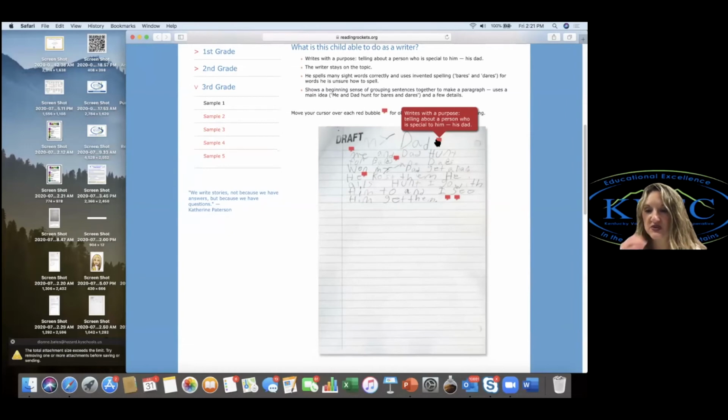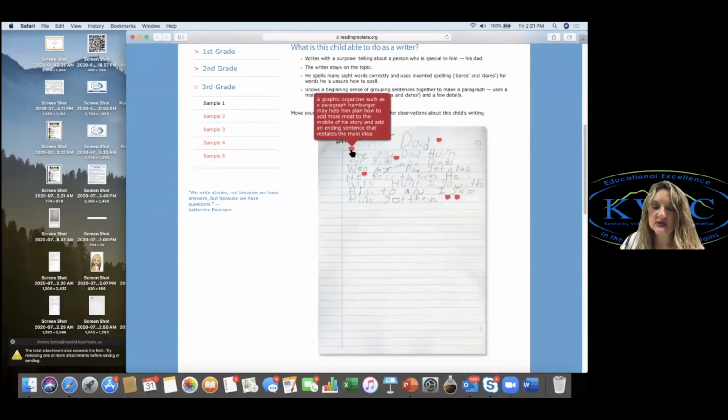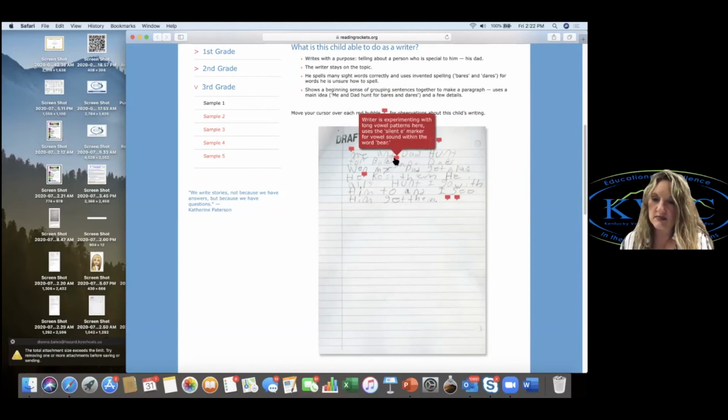So he writes with a purpose. So that's one comment. This one tells us a graphic organizer, like a hamburger paragraph, a graphic organizer to help him with a paragraph might help him plan out and be able to put a little more content in, right? Because he does miss some content.